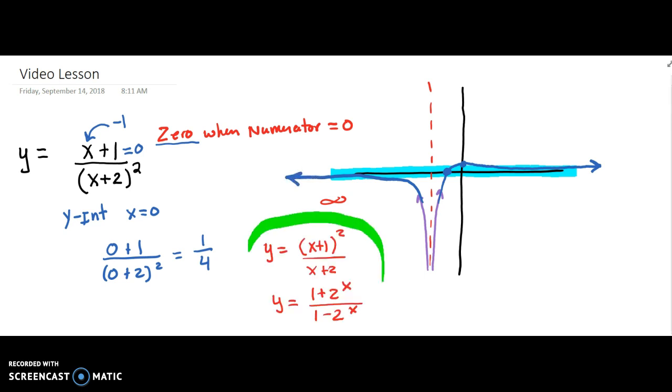Here are some great challenge problems to try to be able to do. You can always check yourself on your graphing calculator or Desmos to see if you've done it right.